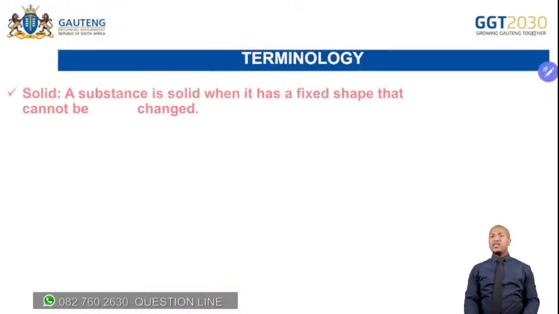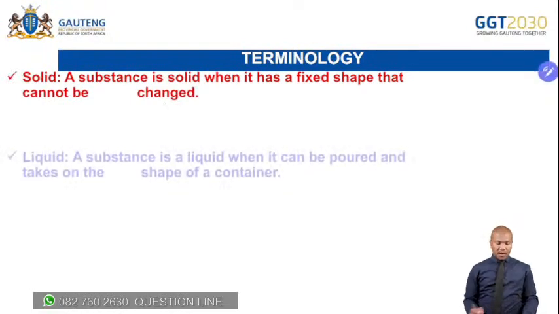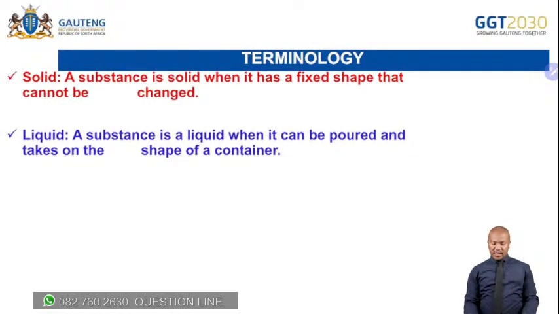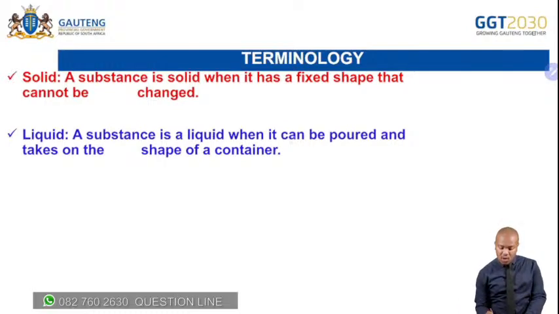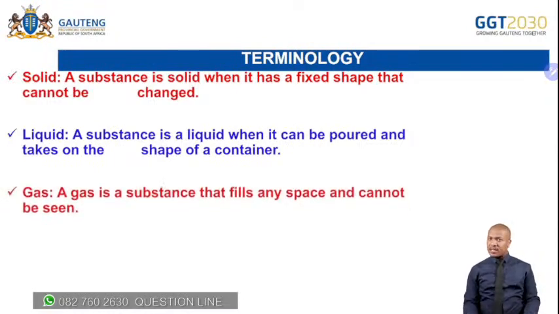Let's look at today's important terminology. The first one there is solid. What is a solid? A solid is a substance which has a fixed shape that cannot be changed. And also, a liquid is a substance that can be poured and it takes up the shape of a container. We also have gas there. What is a gas? A gas is a substance that fills any space and cannot be seen with our own naked eyes.